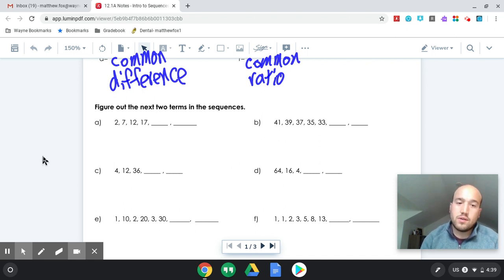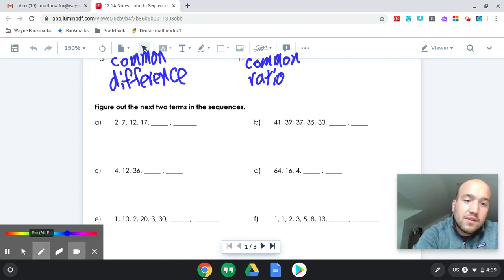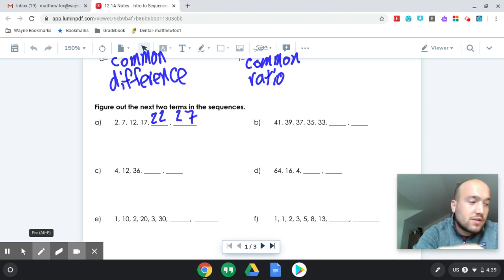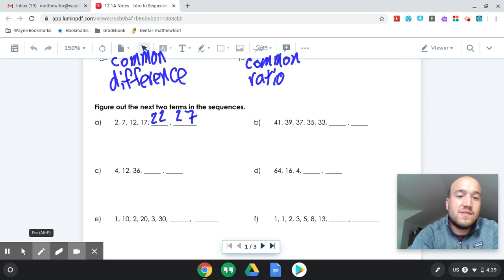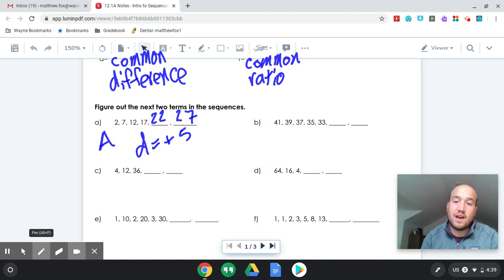Okay, so this first one, 2, 7, 12, 17. As we go, each time it is gaining 5. So our next number is 22, and then 27. As we said, each time it is adding 5. Since it's adding, think arithmetic, so that's an A. And our common difference is plus 5. Each time it gains 5.